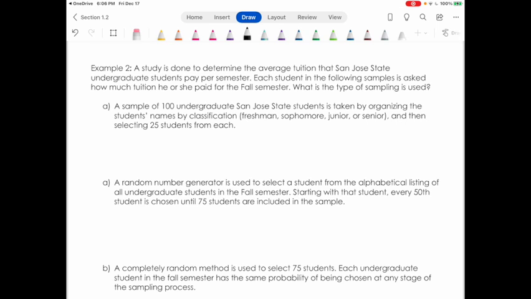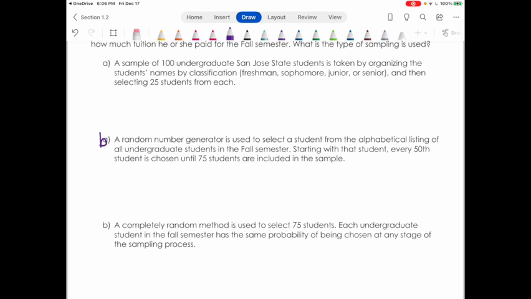Let's see, it says, a study is done to determine the average tuition that San Jose State undergraduate students pay per semester. Each student in the following sample is asked how much tuition he or she has paid for the fall semester. We're going to look at each of these options in A, B, C, and D, and then we are going to choose based on our understanding of the terminology we just went over. We're going to label which sampling method is being used here.